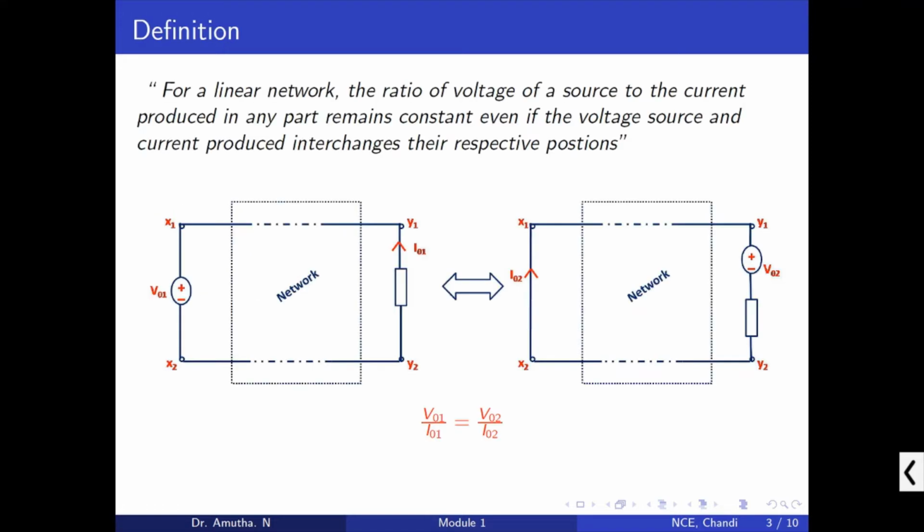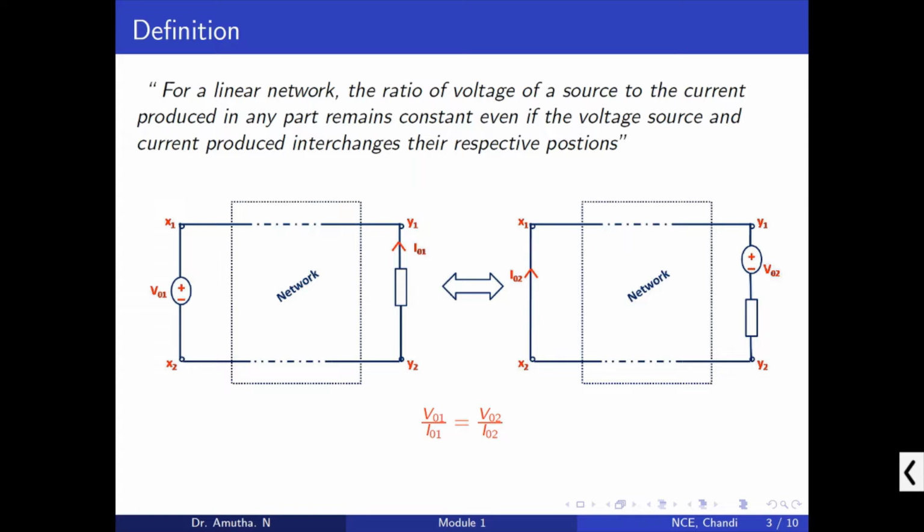First is the definition. For a linear network, the ratio of voltage of a source to the current produced in any part remains constant even if the voltage source and current produced interchange their respective positions. What does the definition say? You are applying some voltage at one end and you are observing some current at the other end.